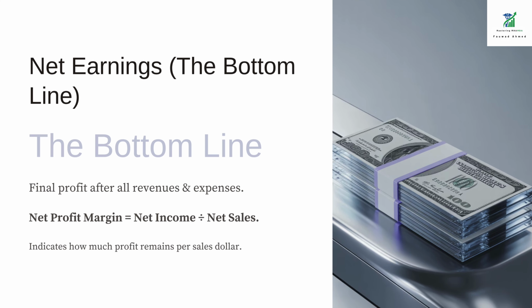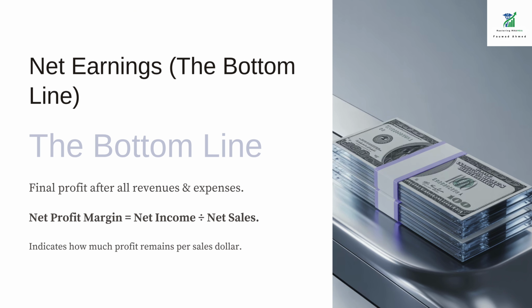Net earnings, the bottom line. After all revenues and expenses are considered, we arrive at the bottom line, net income. This is the company's final profit for the period and one of the most closely watched metrics in finance. The net profit margin is the ultimate measure of profitability. It shows how much of each sales dollar a company actually keeps as profit.